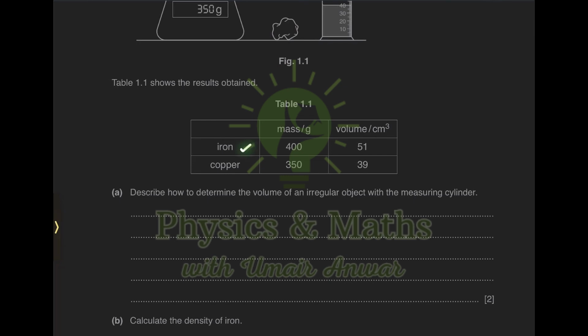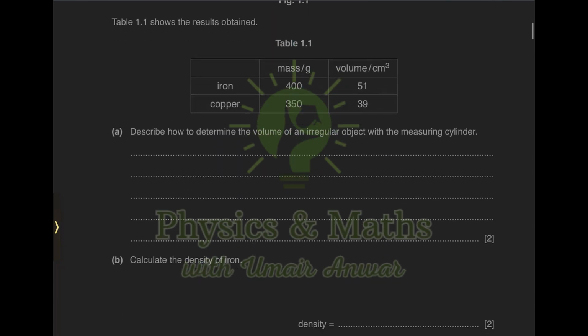So for iron, the mass is measured in grams and the volume is measured in centimeter cube. The same two quantities are measured for copper as well. Part A, describe how to determine the volume of an irregular object with the measuring cylinder, and it is a 2-mark answer.